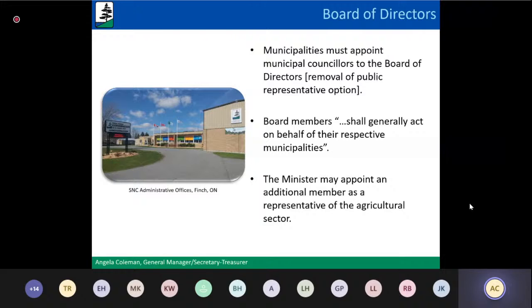There's some discussion about that being a novel type of approach to corporate governance. As well, the minister may appoint an additional member to the board that represents the agricultural sector. Again, I think that OFA may be making submissions or have some thoughts and ideas on that approach for appointments, should that stay in the Act. Next slide, please.